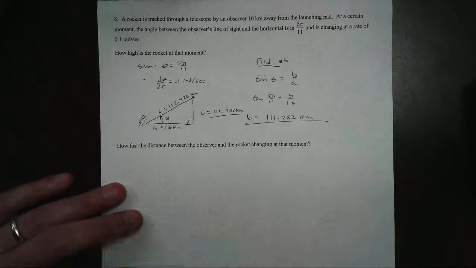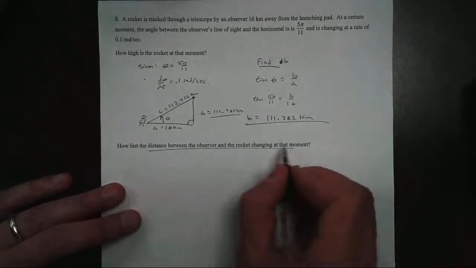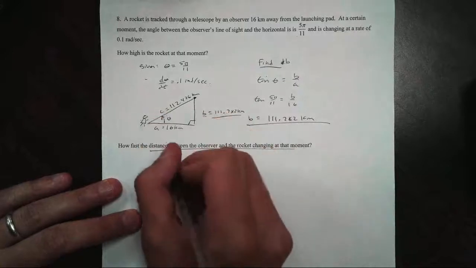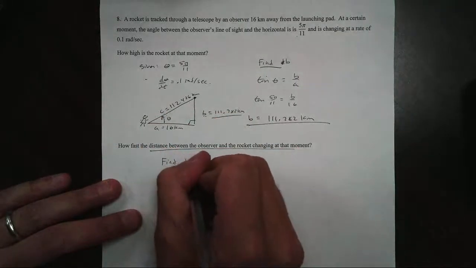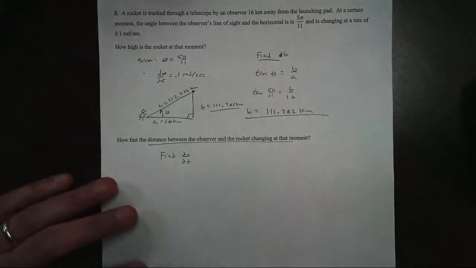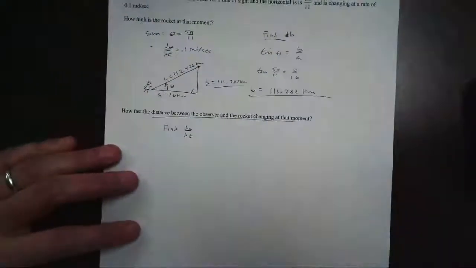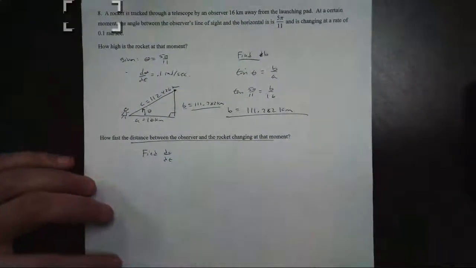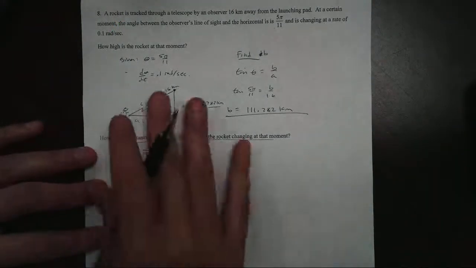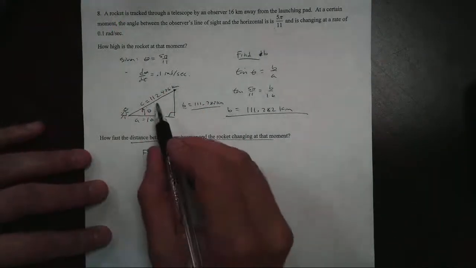Now the next question involves calculus. How fast is the distance changing? So what they're looking for here, we got C. We want to find dc dt. Again, I wrote out what I'm trying to find. So once I write out what it is I'm trying to find, I can set up my picture again.